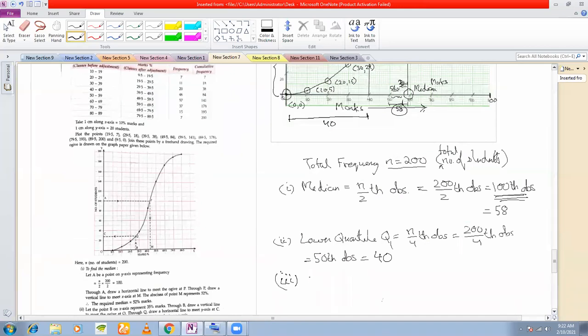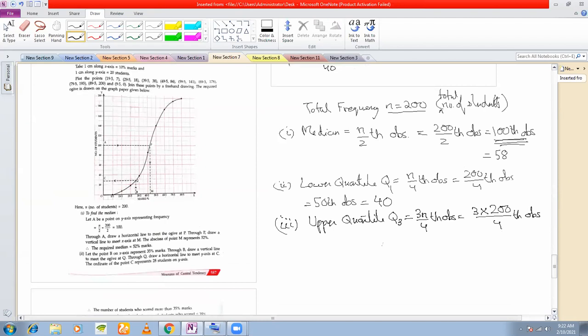Okay, so this answers your second question. Next question is the upper quartile. Upper quartile Q3 is 3n by 4th observation, which is 3 into 200 divided by 4th observation. So this is actually 50 into 3, which is the 150th observation.